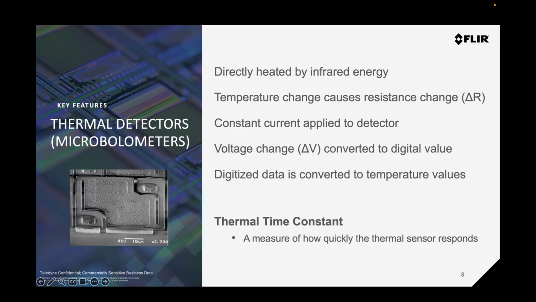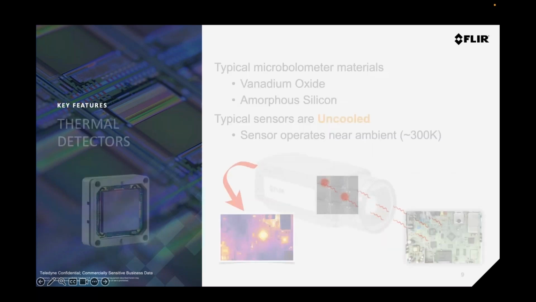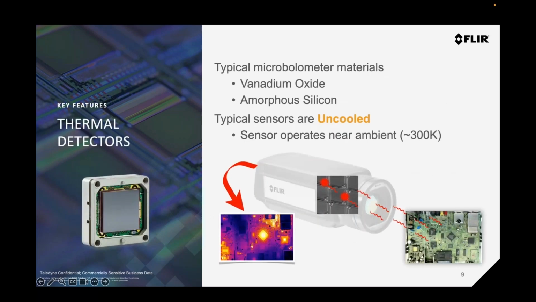The materials you're most often going to hear referenced when we talk about infrared cameras with microbolometer detectors are vanadium oxide and amorphous silicon. And the great thing about these types of detectors and materials is they don't require cooling in order to operate effectively or without significant noise. So this is why you'll hear cameras that use microbolometer detectors often referred to as uncooled cameras.